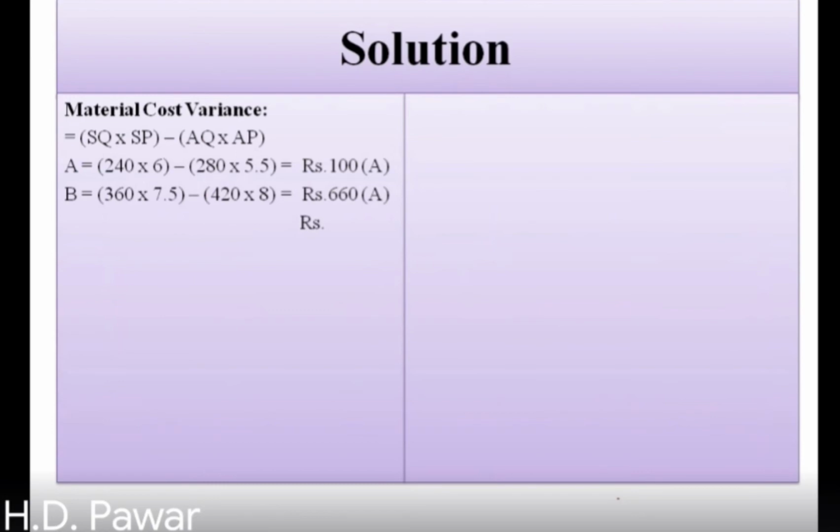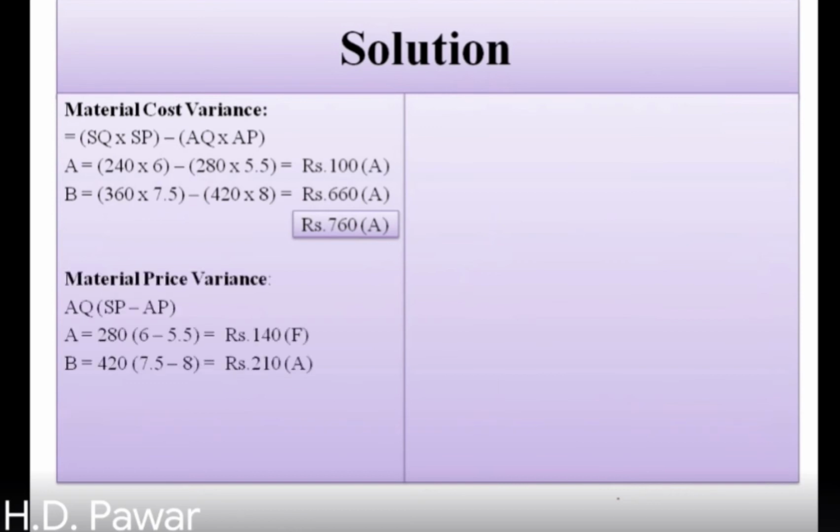Calculate for A and for B and then make the total of it. So it is 760. I think you can understand it well. Standard quantity into standard price minus actual quantity into actual price. It is material cost variance.